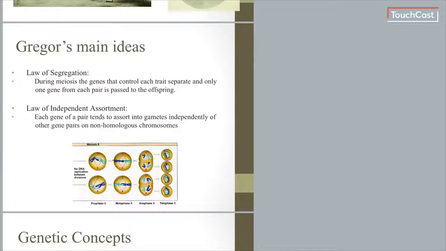Then we have the law of independent assortment, and this is where each gene of a pair tends to assort into gametes independently of other genes on non-homologous chromosomes. So the idea here is that you don't have blue eyes because you have blonde hair. You happen to have blue eyes and blonde hair. It states that two traits aren't necessarily connected, even if you see them more commonly in certain patterns.